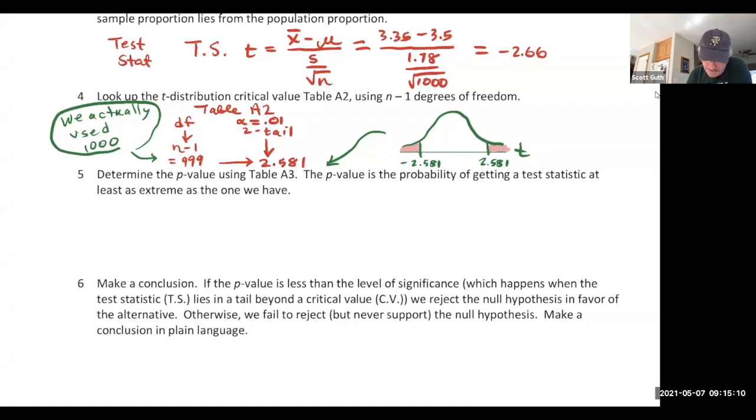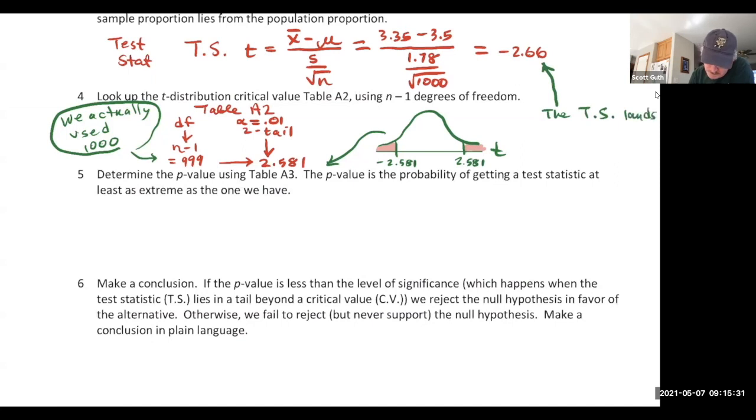So just to add that, maybe we'd say something like the negative 2.66 lands in the left tail, so it's statistically significant. So the test statistic lands in the left tail, and it is statistically significant.